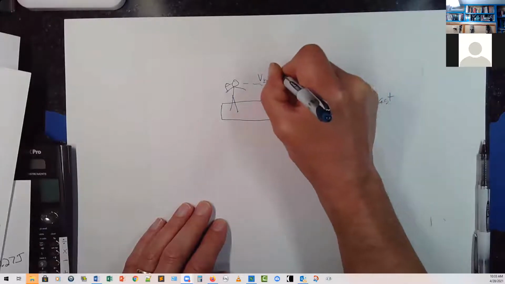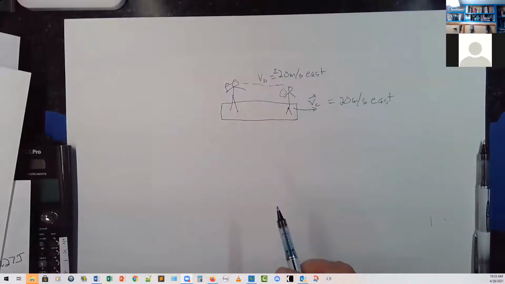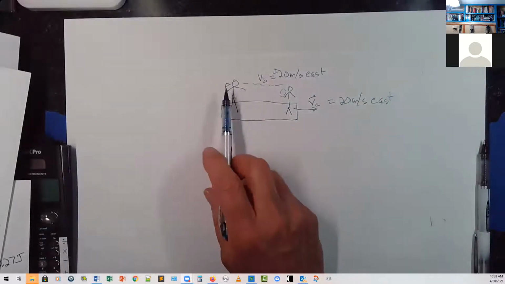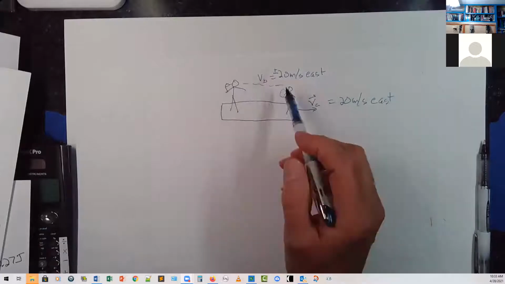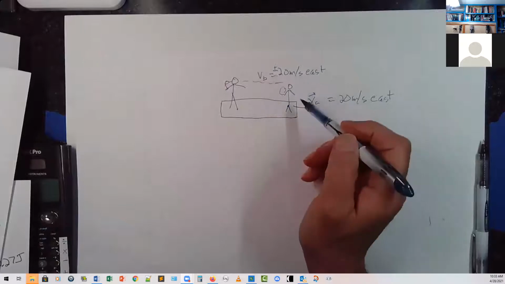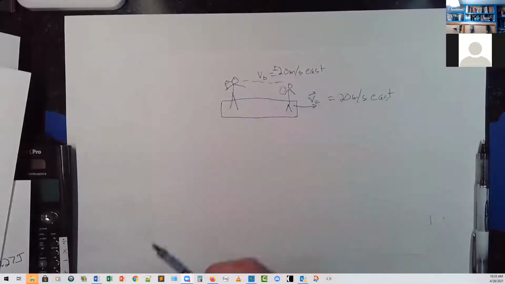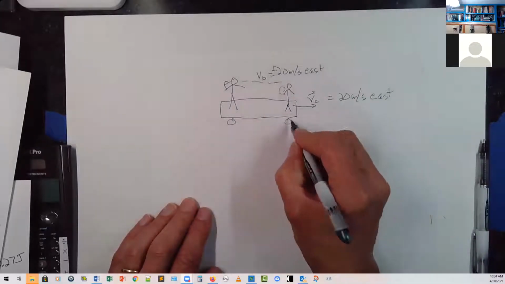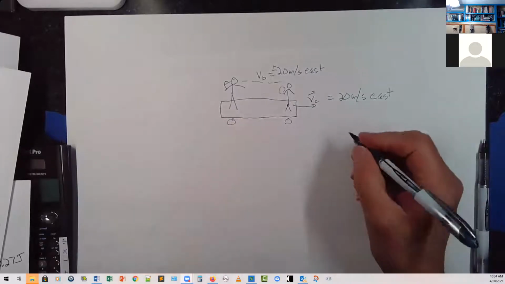Except I'm going to put a plus or minus on that one, because if this person throws it to this one, it'll be going east. But if this person throws it back to this one, it'll have a minus velocity in the east direction because it's actually going to be going west. So, they're both on this railroad car that has wheels that's going that way.